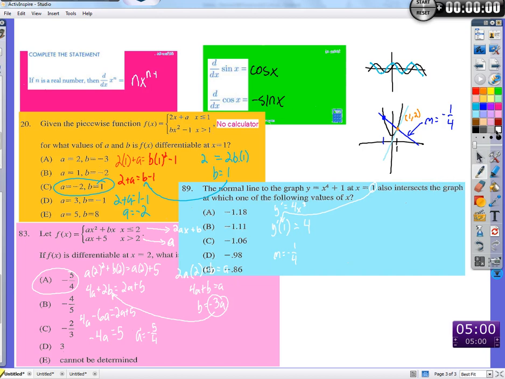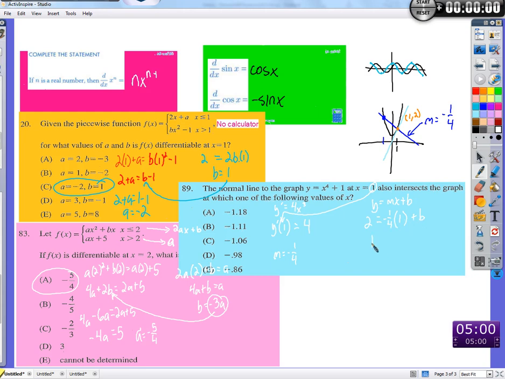Okay. So we're trying to find this guy. y = mx + b. So that we can set it equal to this function and find where they intersect. So we've got m, it's -1/4. We've got an x, it's 1. We've got a y, it's 2, and we want to know what b is so that we can write the equation of this line and set it equal to the equation of this fourth degree polynomial.